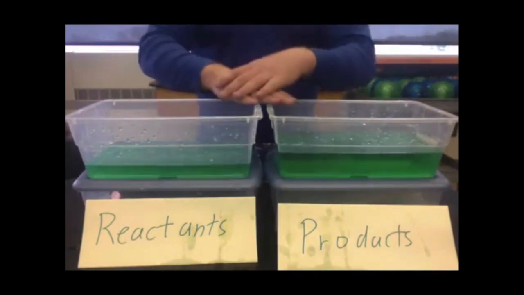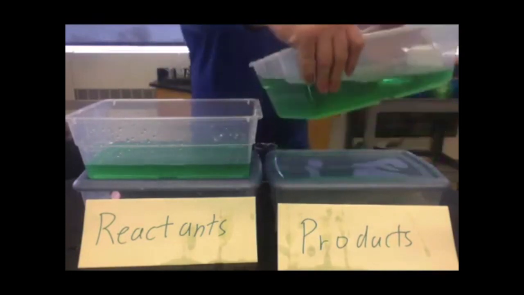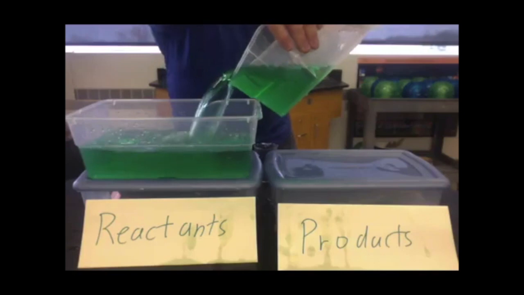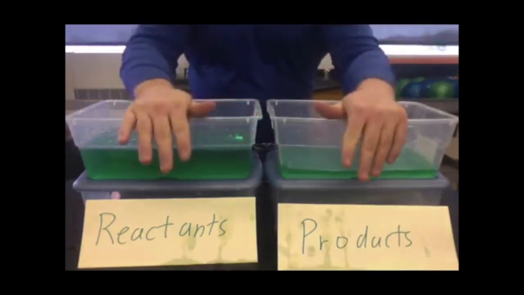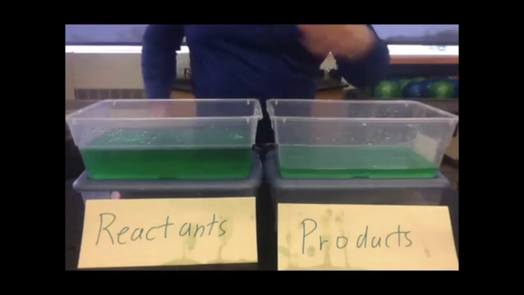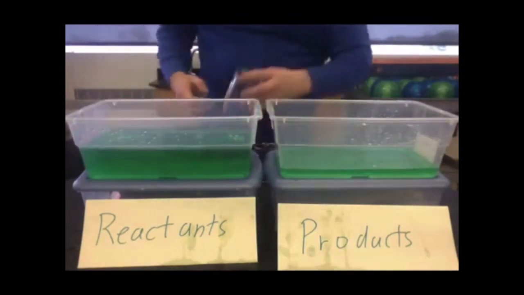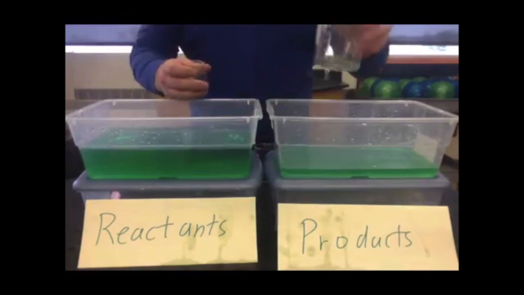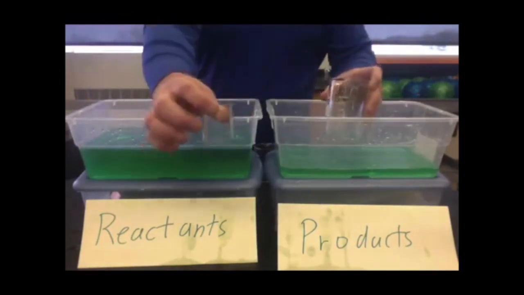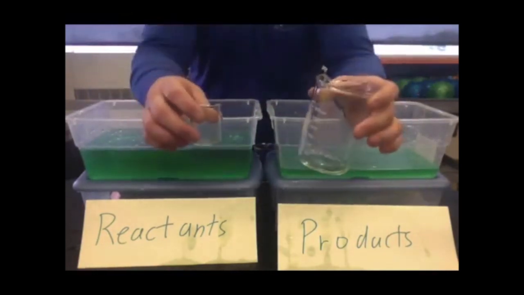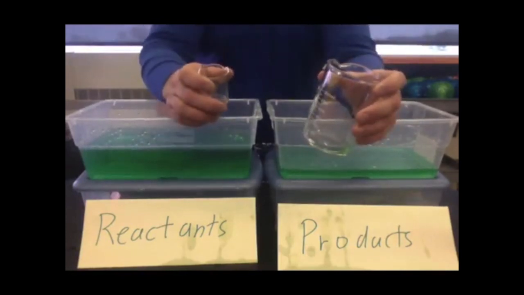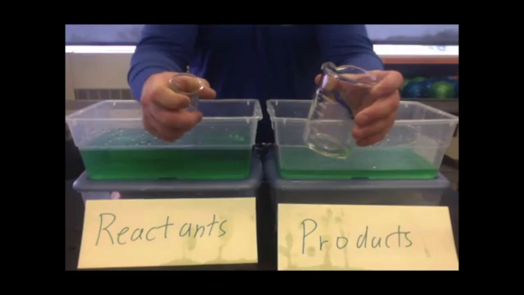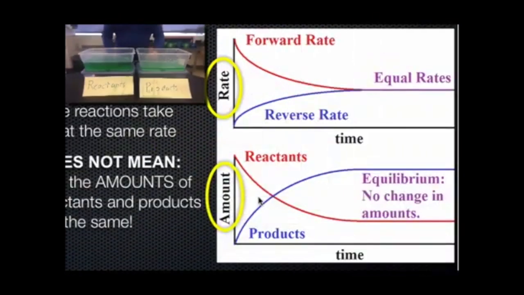If you flipped it, and you had a scenario where at the end you had something like this, this could be an equilibrium. It might mean you're using the big beaker for the product side and this little guy for the reactant side. If you have very little product and a lot of reactant left over, this is a reactant favored equilibrium.